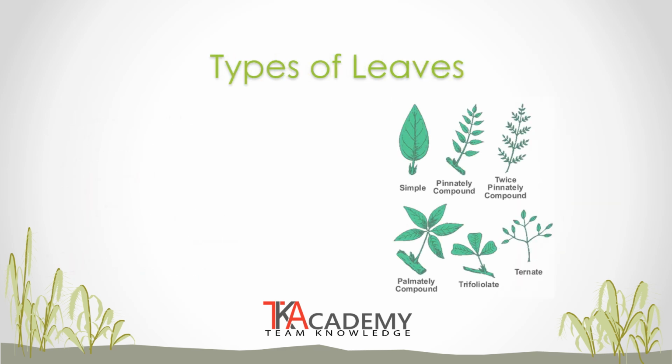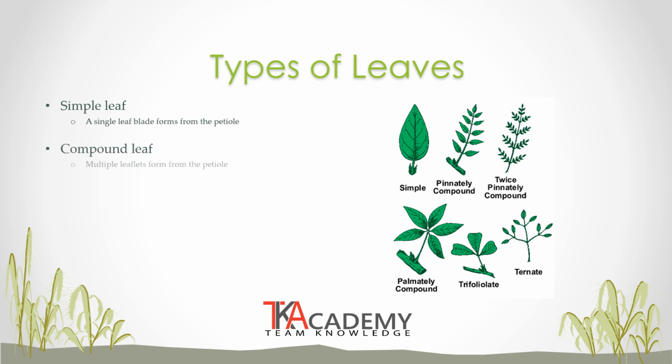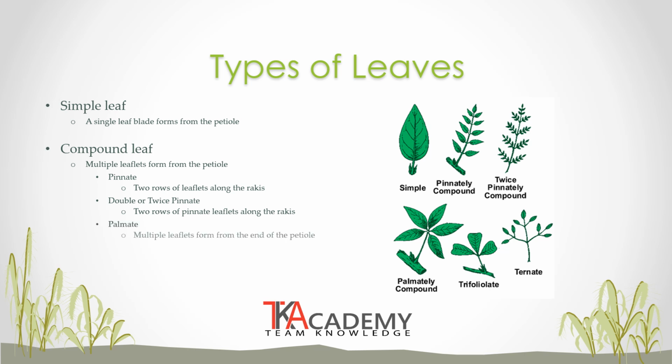Leaves are considered as either simple or compound. A simple leaf has a single leaf blade formed around the petiole. A compound leaf has multiple leaflets that extend out from the rachis. The arrangement of leaflets on the rachis leads to the classification of different types of compound leaves. These different types are pinnate, double or twice pinnate, palmate, trifoliate, and ternate.